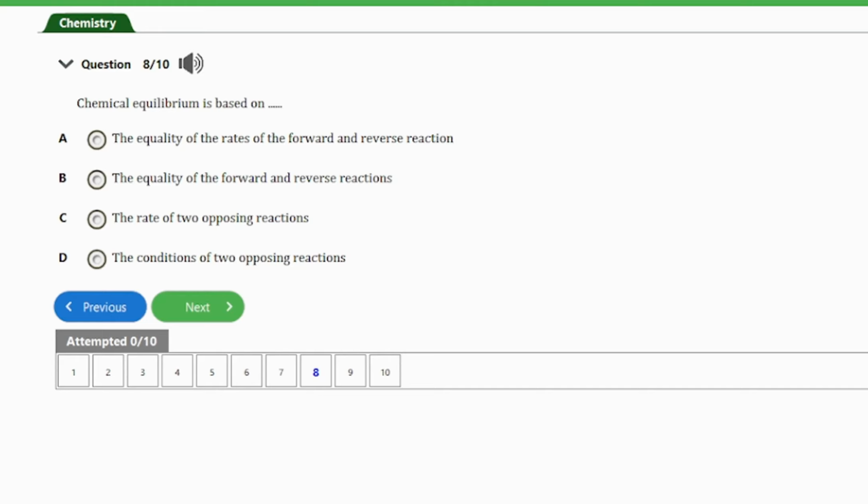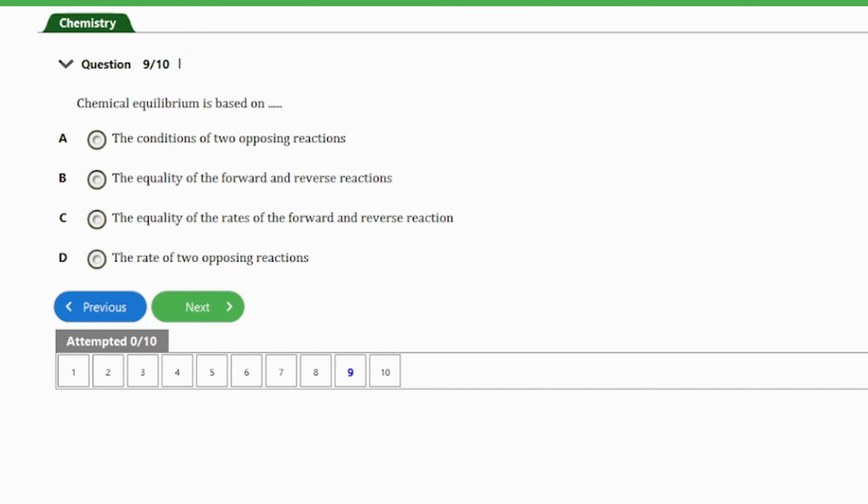Question number 8. It says, chemical equilibrium is based on A, the equality of the rates of the forward and reverse reaction, B, the equality of the forward and reverse reaction, C, the rates of two opposing reactions, D, the condition of two opposing reactions. So guys, the answer to this question is option A. Chemical equilibrium is based on the equality of the rates of the forward and that of the reverse reaction. So that's it, guys.